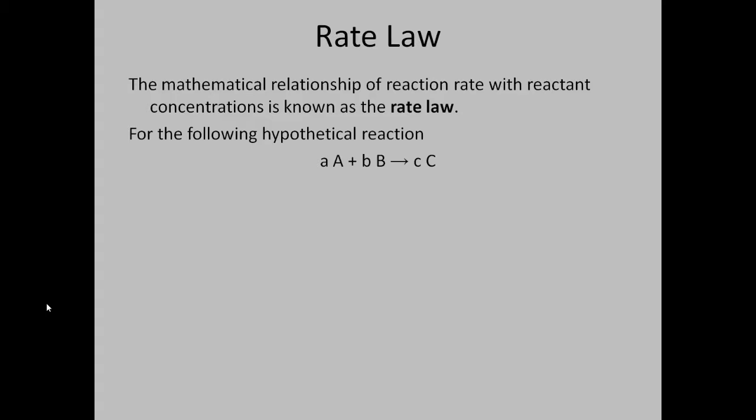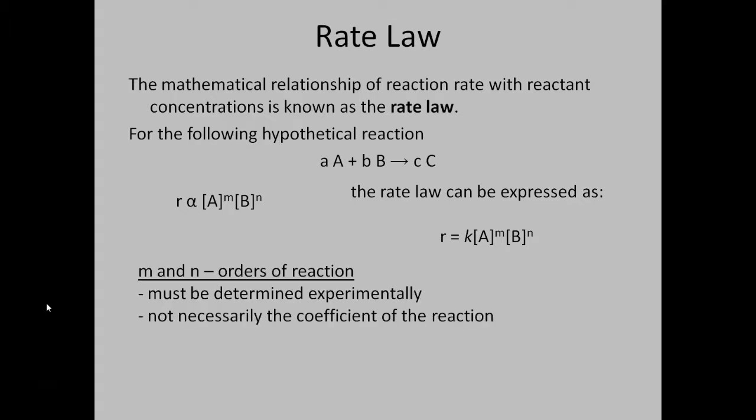But we're going to be looking specifically at the relationship between the rate of reaction and the initial concentration of the reactants. And what we find is that the rate of reaction is proportional to the concentration of the reactants raised to some coefficient, which we'll call m and n. Now, m and n are orders of our reaction, and they have to be determined experimentally. Okay, they're not necessarily the coefficients from our balanced chemical equation.